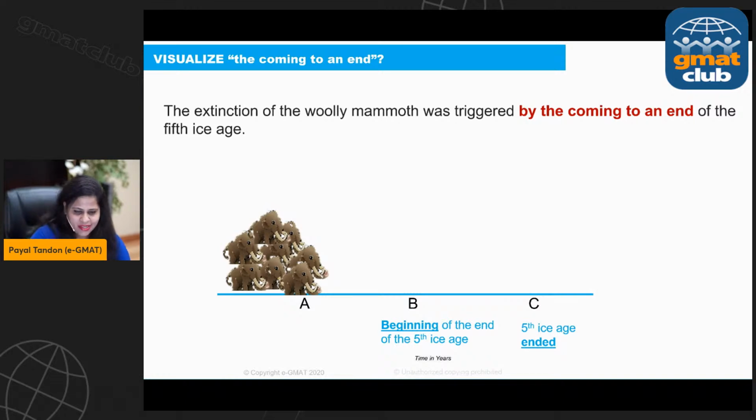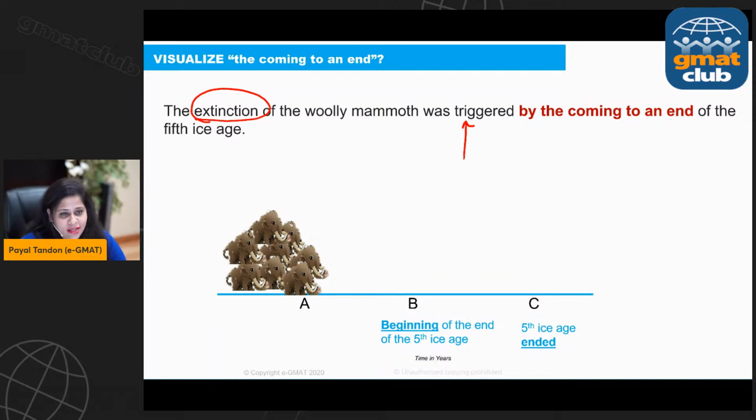Now, I want you to read the sentence and visualize the extinction of woolly mammoth was triggered. Now, something to think about. Extinction doesn't happen right away, right? It's not that one fine day something happened and the woolly mammoth disappeared from the land altogether, right? The sentence is saying that the extinction was triggered by what?